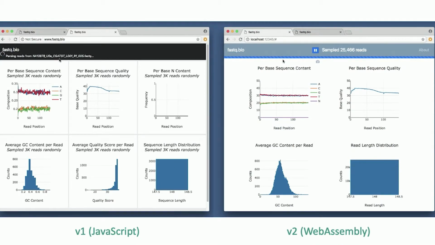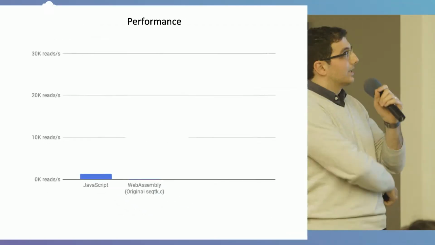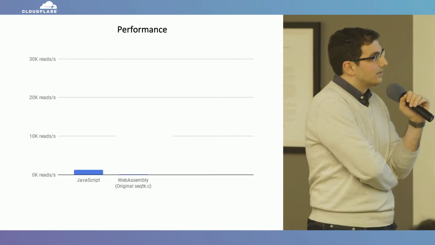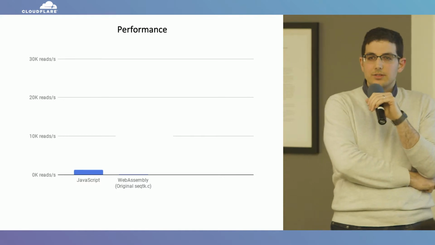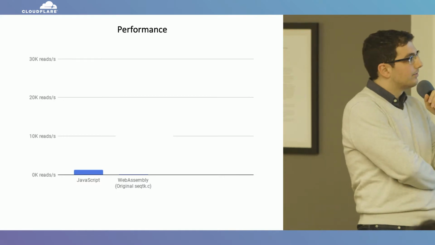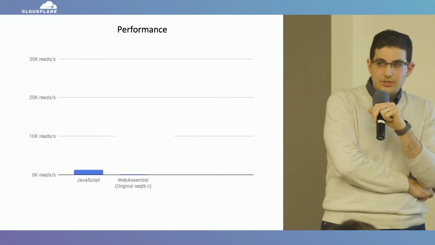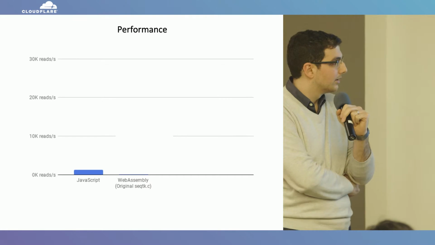Now, if I pause it here, you'll see that the WebAssembly one has done already over 25,000 reads, whereas the JavaScript one is barely done sampling through 3,000. So clearly, it's faster. It feels more responsive. But let's actually calculate that. And the way we're going to calculate that is using the metric of how many reads per second. You can essentially think of that as how many lines per second can you parse in the file and calculate on. In our original JavaScript implementation, we could do about 1,000 reads a second.